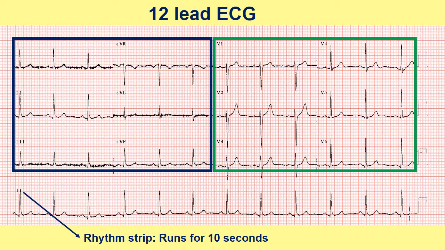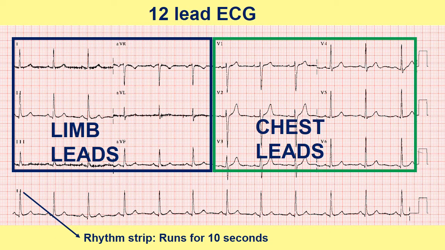So to offload the ECG, on a 12-lead ECG you have the limb leads, which are 1, 2, 3, AVR, AVL, and AVF. So you have 6 limb leads. And then you have your 6 chest leads, which are also known as precordial leads. So you have V1, V2, V3, V4, V5, and V6. So those are the chest leads. And then you have the rhythm strip, which runs for 10 seconds. And you can calculate your rate from this rhythm strip. Watch my previous video on how to do this.